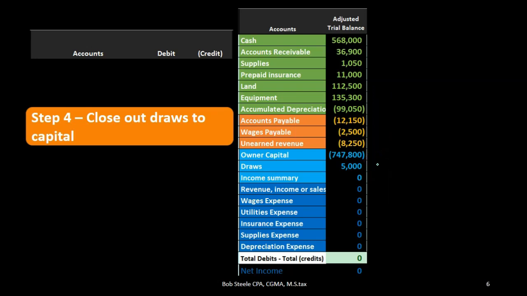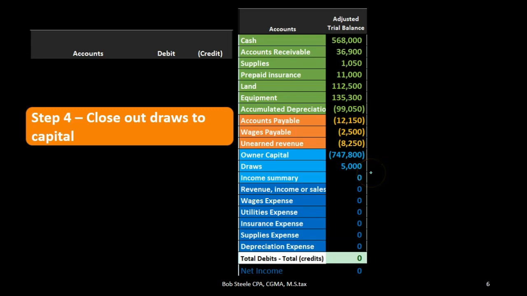Because draws represents the amount of money that the owner took out. So if we think of ourselves as the business, as the piece of paper separate from the owner, and we think about the capital account representing what that piece of paper owes to the owner, if that piece of paper paid the owner the $5,000, then it no longer owes that $5,000 to it, and therefore the capital account should be going down by that amount. Let's see if that's what happens when we post out this final entry to the closing process.